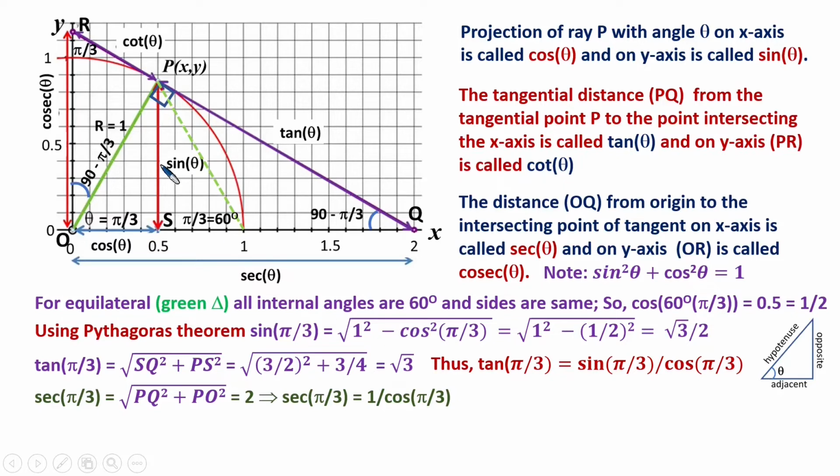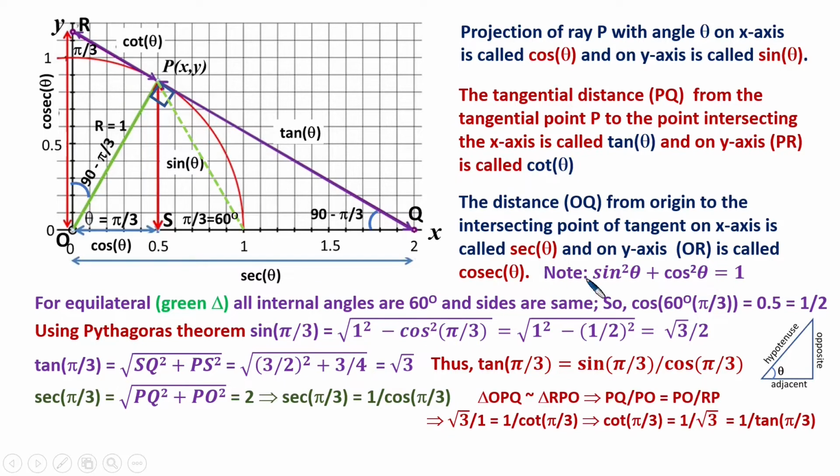So I hope you are understanding. Have patience. You will understand in more detail slowly. Now we have found sine, we have found cos, we have found tan, we have found sec. Now we have to find cot.